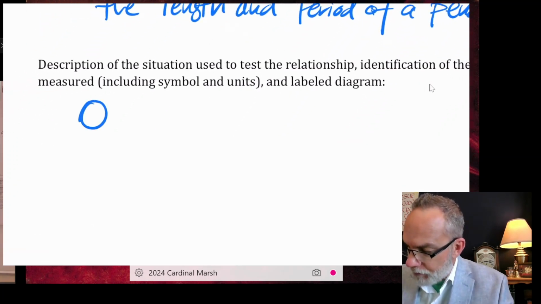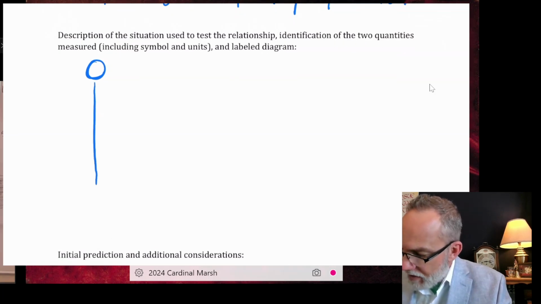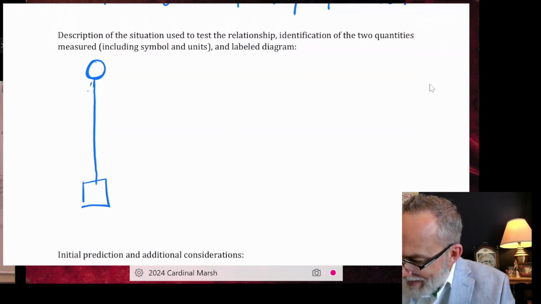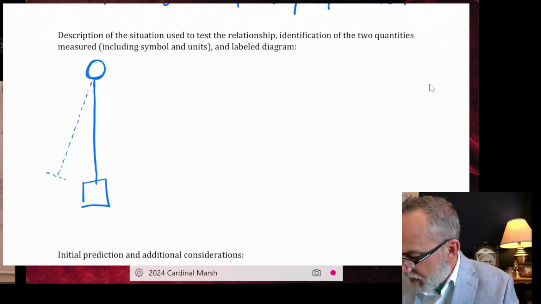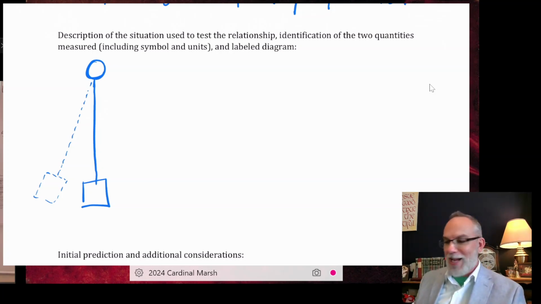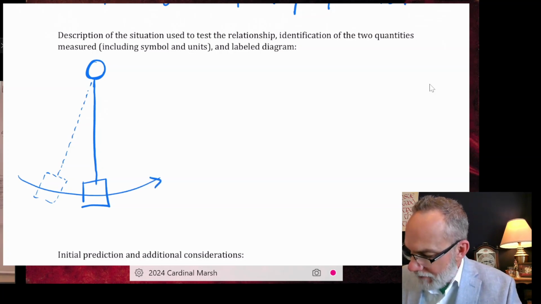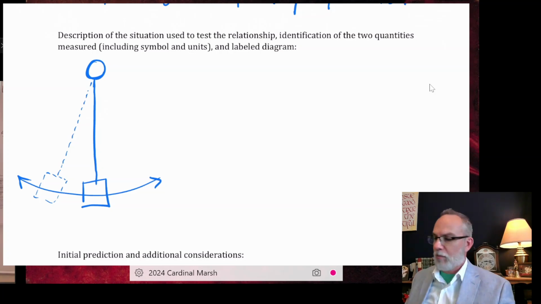Draw a circle. That's the post. Draw a straight line down from the post. It's got to connect. There you go. Put a little box at the end. That's the pendulum weight. Draw a dashed line like this. Draw another box perpendicular to that line like this. That is the pendulum at a different time. And then draw a little swoopy thing right here. This is back and forth. We're going to let a pendulum swing back and forth and get the time for one complete cycle.